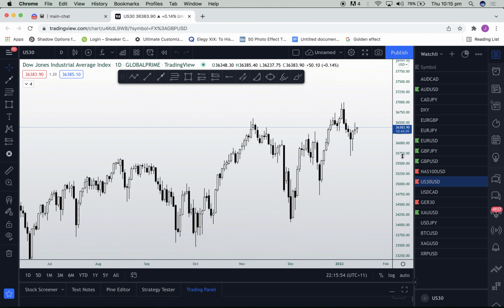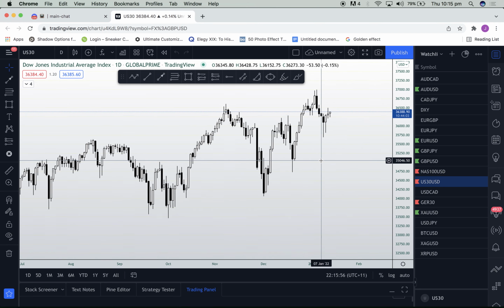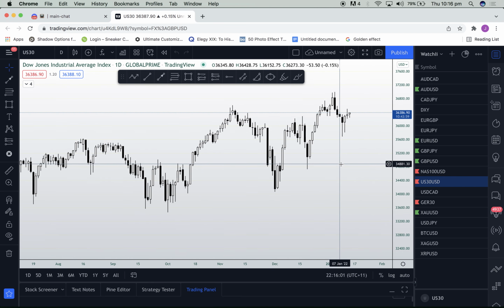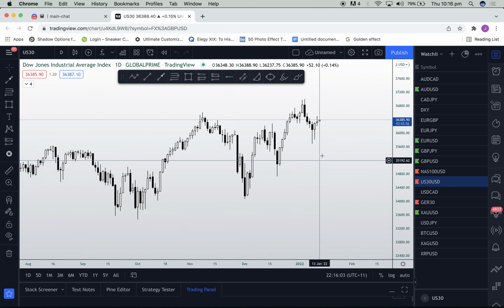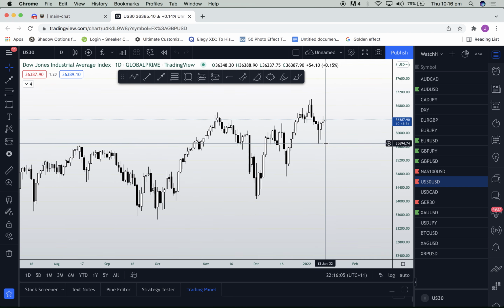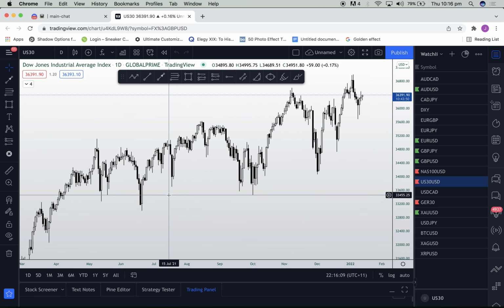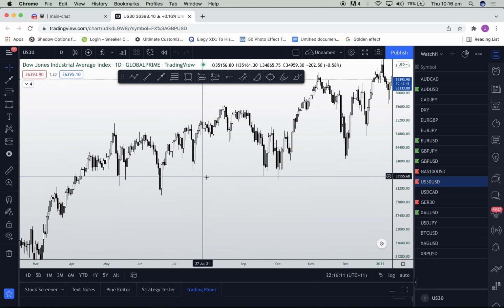Hey guys, so we are going to now run over what we call imbalances, IPAs, insufficient price action. Some people call them FVGs, fair value gaps. Now, what are they exactly? How do you identify them? How do you trade them? How do you use them to help your analysis?